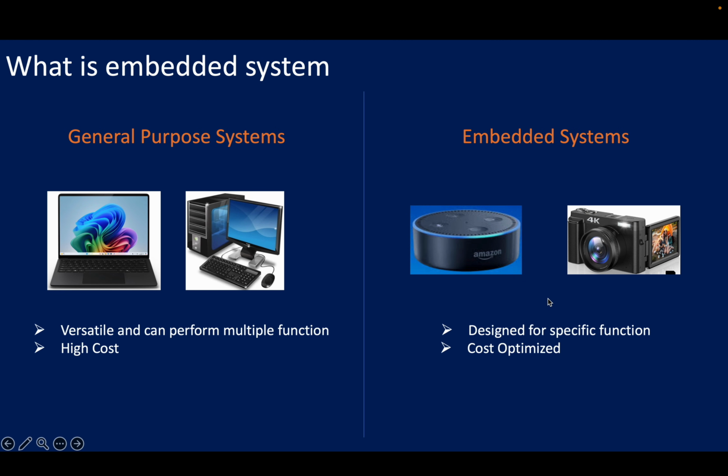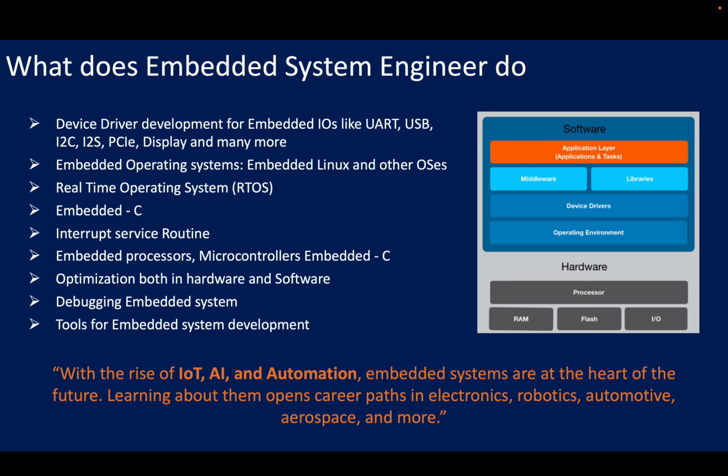Unlike general purpose systems, embedded systems are highly cost optimized. These devices are designed to perform specific tasks. They cannot perform multiple tasks similar to general purpose systems. So, embedded systems are highly cost optimized in both hardware and software, making them much cheaper and more efficient. Here is why learning embedded system is so important.